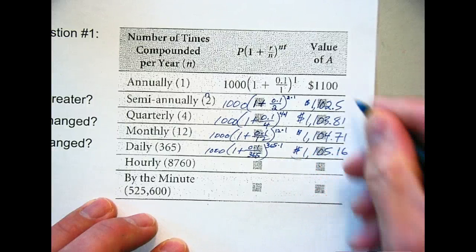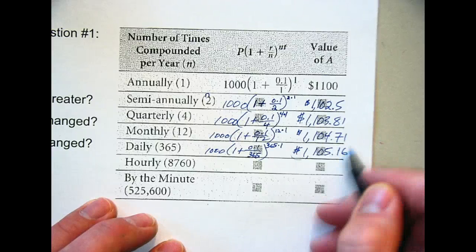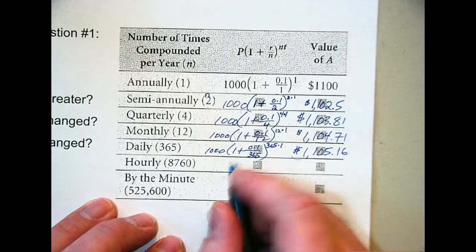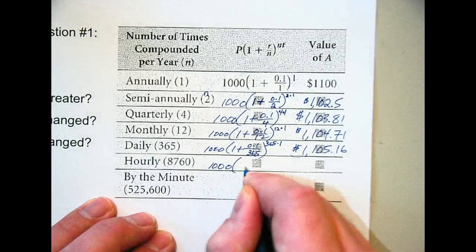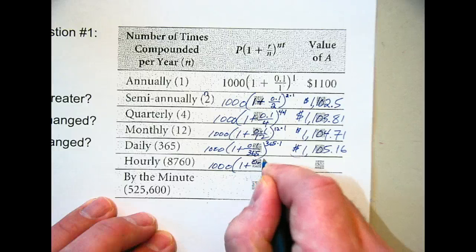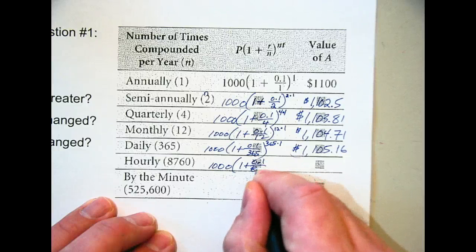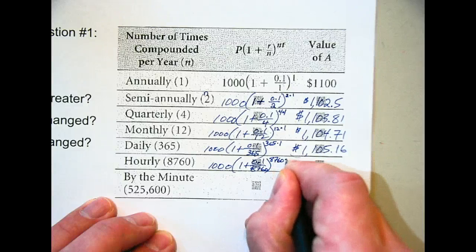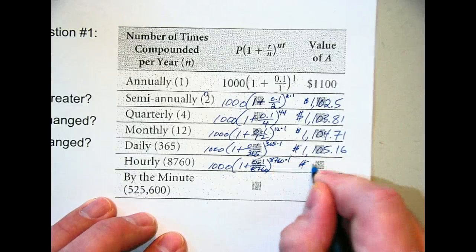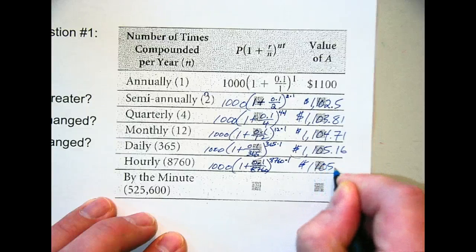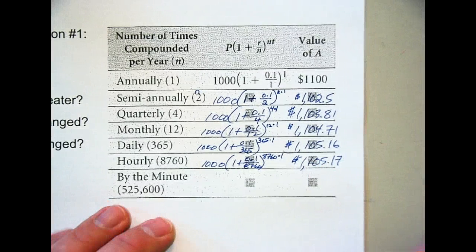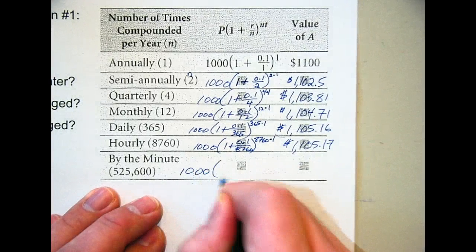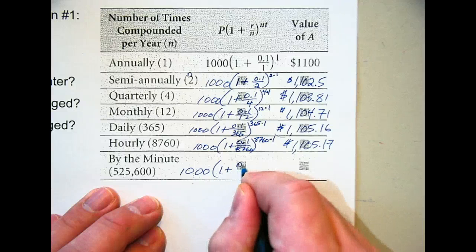1,105.16. Dude, we're not going up by as much anymore. Not even $1 difference. Man, we're getting ripped. All right, 1,000 times 1 plus 0.1 over 8760, to the 8760 times 1. I got 1,105.17. One more penny? That's better. A penny saved is a penny earned.